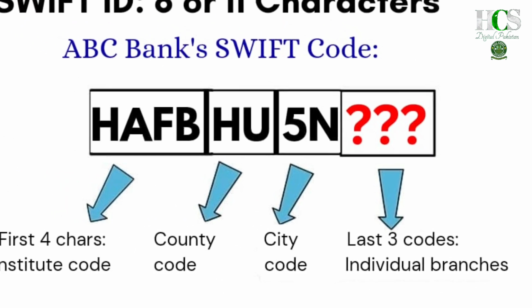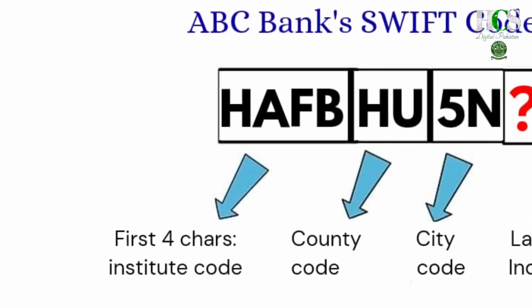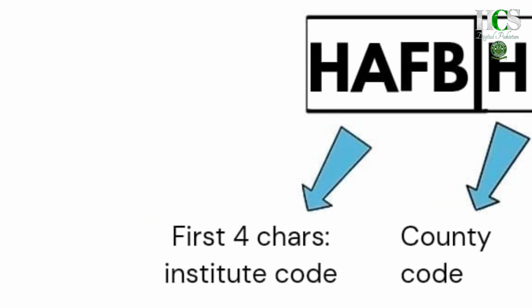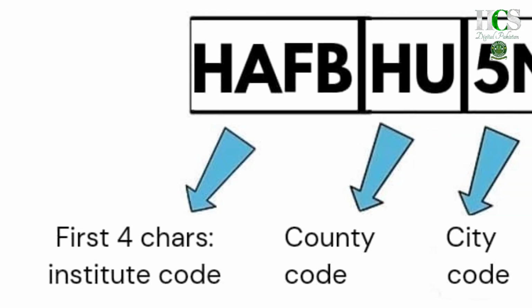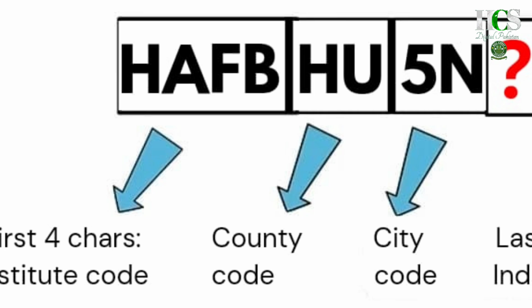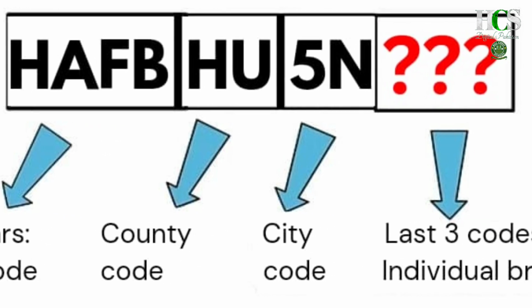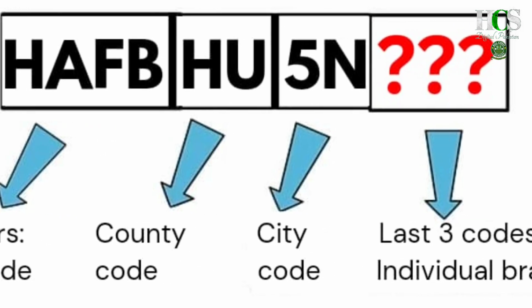In the classical 8-character SWIFT code, the first 4 characters are the institute code, which is used to identify the financial institution. The next 2 characters indicate the country code, and the last 2 characters represent the location or city code.